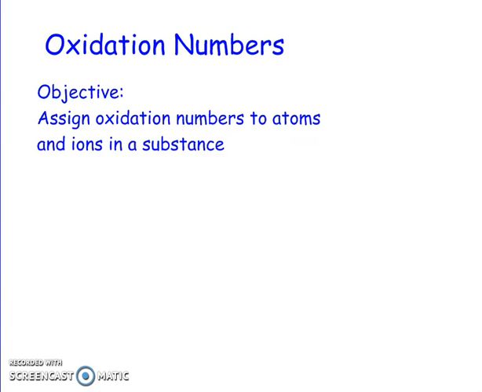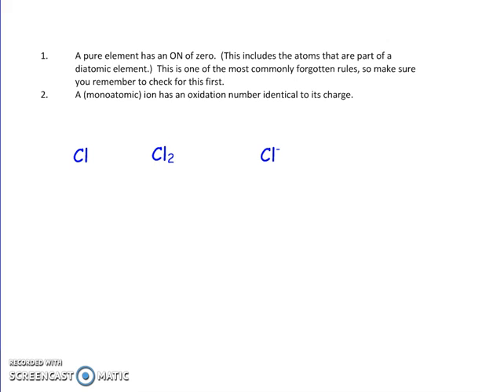In this lesson, you will learn how to assign oxidation numbers to atoms and ions in a substance. The first rule for assigning oxidation numbers is that a pure element has an oxidation number of 0. This includes the atoms that are part of a diatomic element. For some reason, many people forget this rule, so make sure you always remember to check this first.